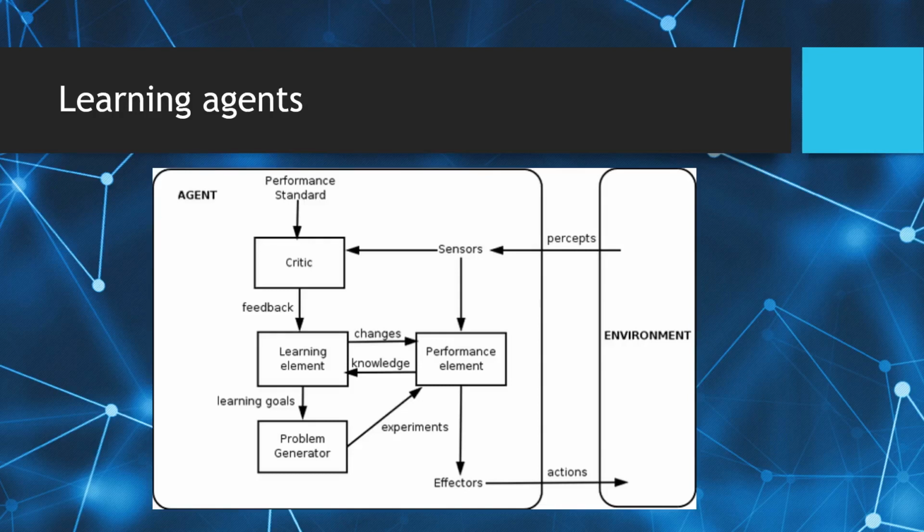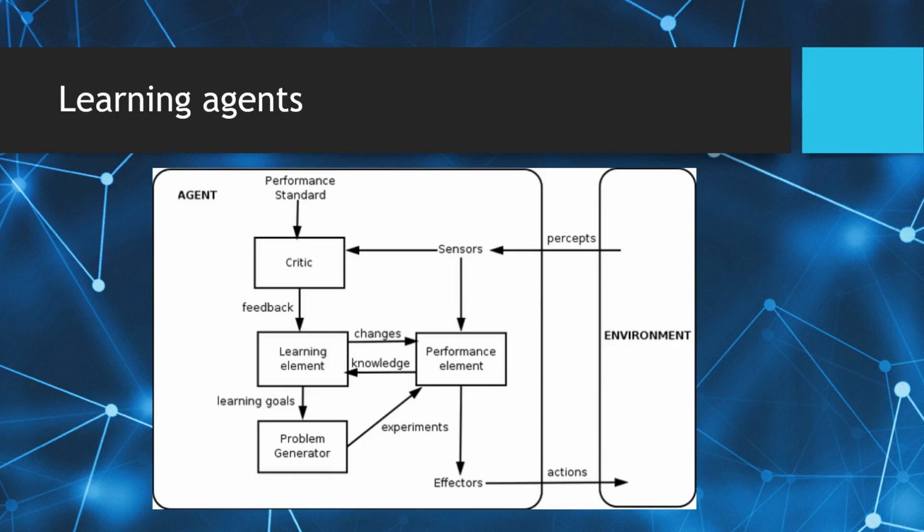So a learning agent consists of a learning element, which is responsible for making improvements, and a performance element, which is responsible for selecting the action of the agent and gives feedback to the learning element. Then there is the problem generator, which suggests new actions, and the agent would keep repeating the same actions if not for the problem generator.